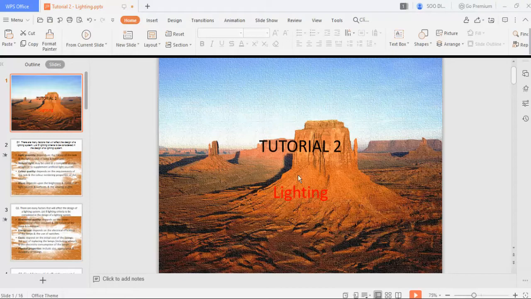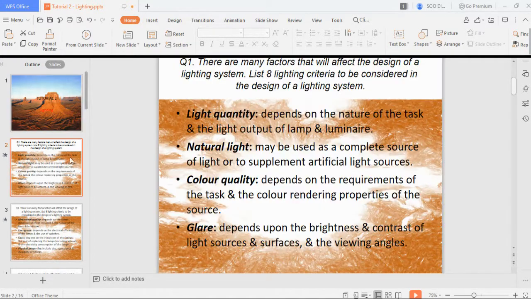Okay, hi guys. So this is your tutorial 2 for your Building Science and Services Part 1. This is about lighting. There are about 9 questions, and half of them are theory. So let's get on with the first question.